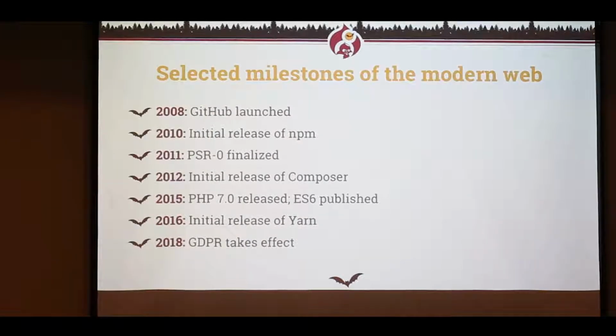Here are examples of some of the kinds of shifts that I'm talking about. The launch of GitHub in 2008. The adoption of modern package managers like Composer, NPM, and Yarn. Standard specifications like PSR-0 and ES6. The release of PHP 7 and GDPR.